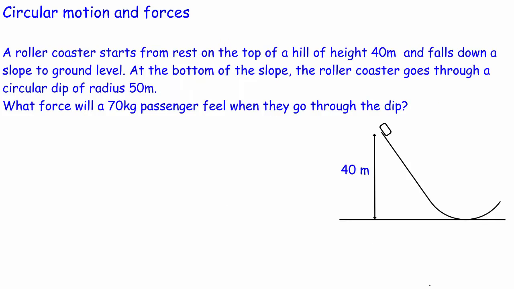Now the final example I'm going to do is related to, for example, a fairground ride, like a roller coaster. So in this case, what we've got is a roller coaster car at the top. It starts from rest and it drops down this hill. And as it drops down this hill, it enters a circular part of this curve.